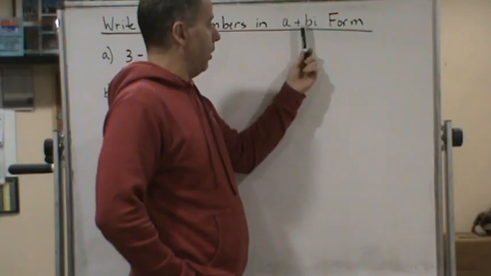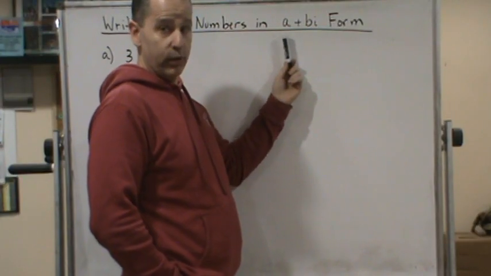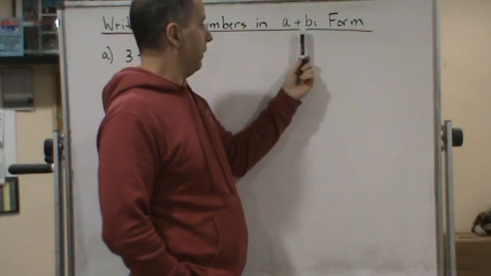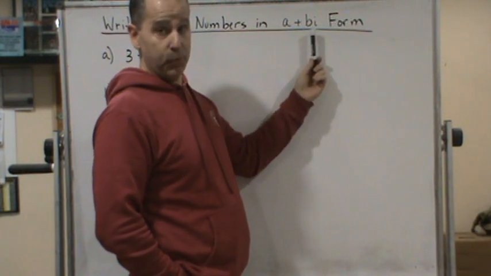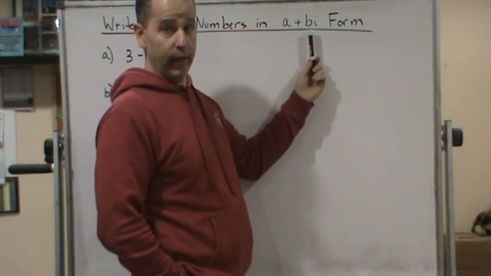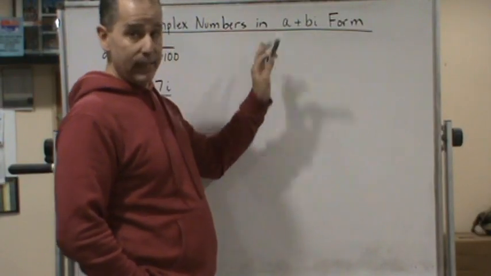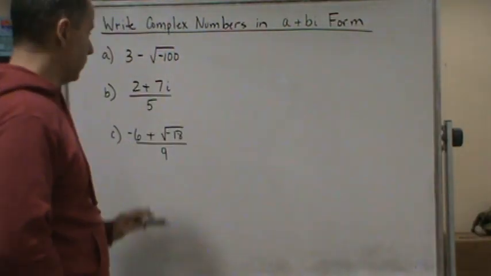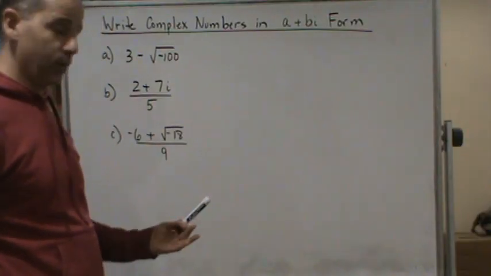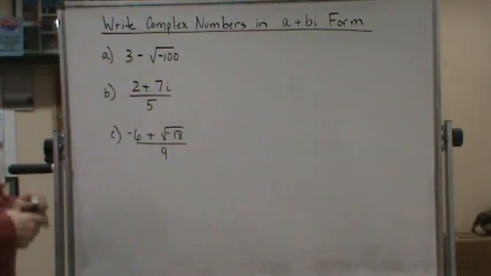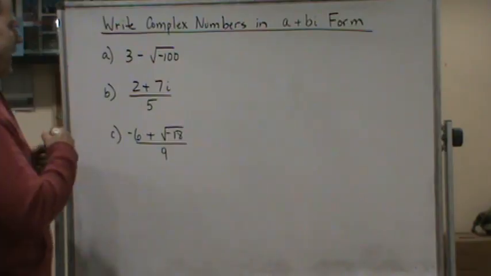So if b is 0, then we just write it as a real number, generally speaking. If a is 0, then we would just write it as a purely imaginary number, okay? But this would be the standard form that we would write things in. So anytime you're asked to write this in a plus bi form or standard form, this is what we're going to do, okay? So let's do a.